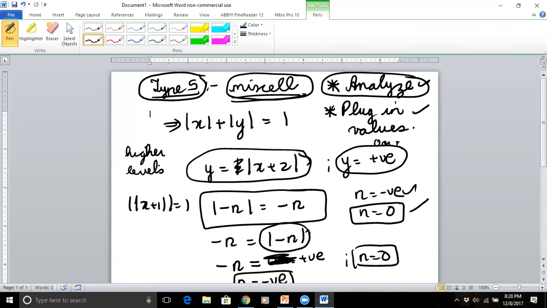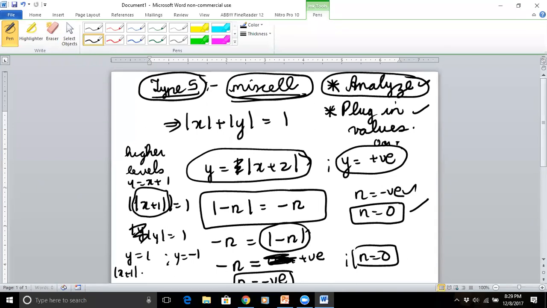Yes. What is wrong in this? You keep this as y, right? It's just algebra, no? So I can keep y is equal to x plus 1 and say mod of y is equal to 1. So y is equal to minus 1. Y is equal to 1 or y is equal to minus 1? What is equal to 1 now?